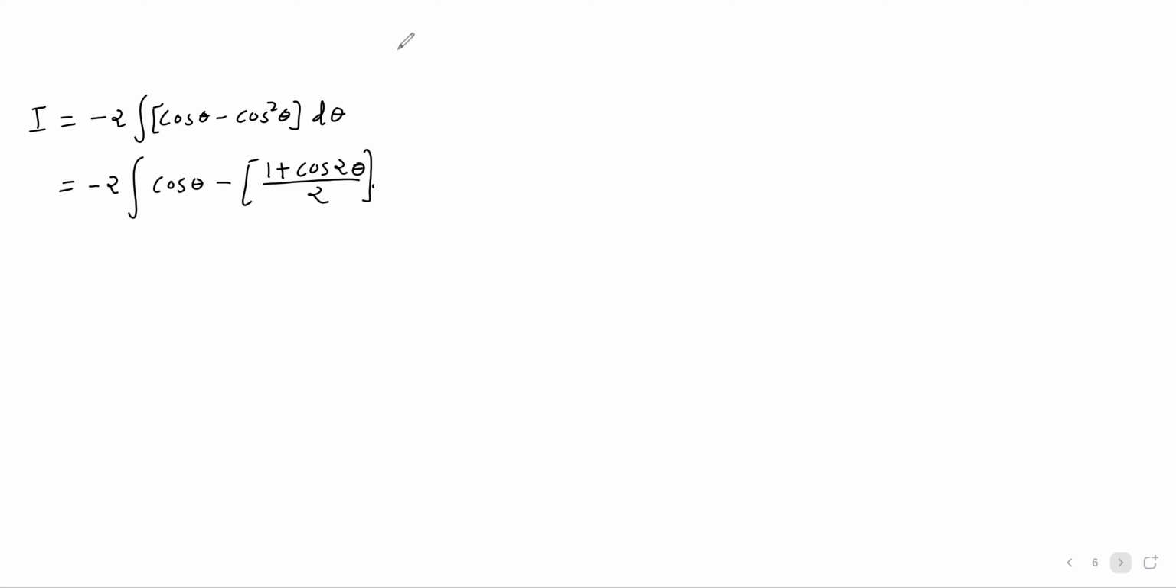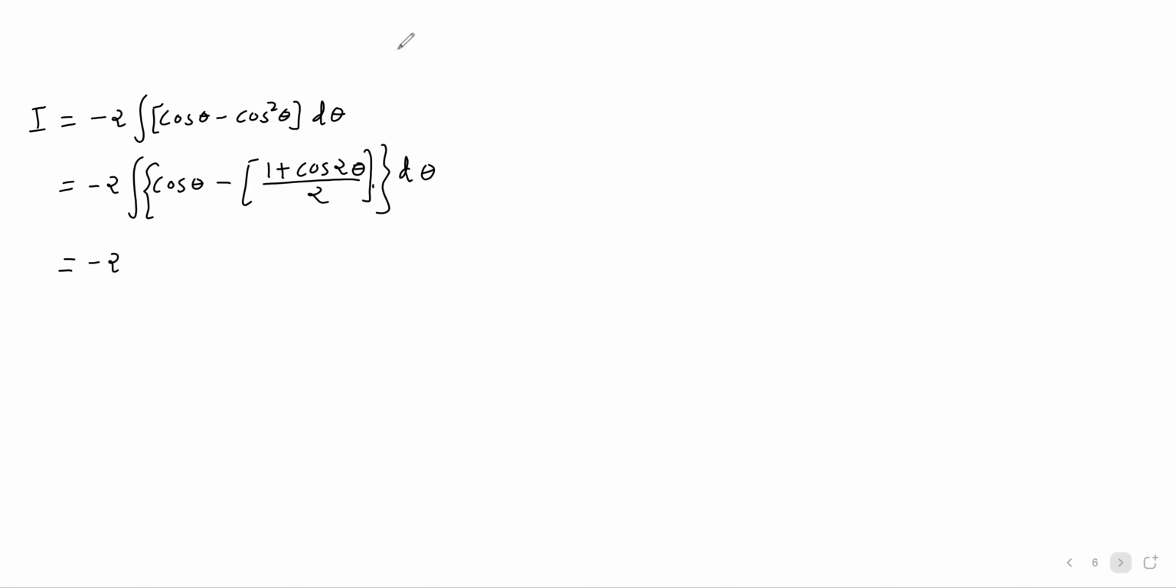I is equal to minus 2, integration of cos theta minus cos square theta d theta. So minus 2 integration of cos theta minus (1 plus cos 2 theta) upon 2. Don't forget to double the theta. Theta को डबल करना है आपको. 2 theta. The major mistake is here. 2 theta रह जाता है. Okay.